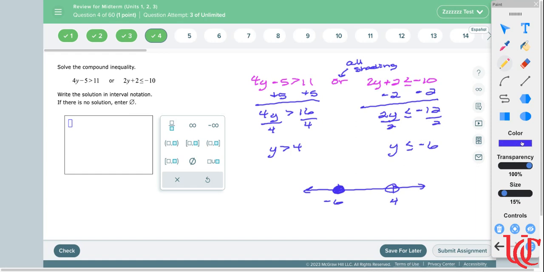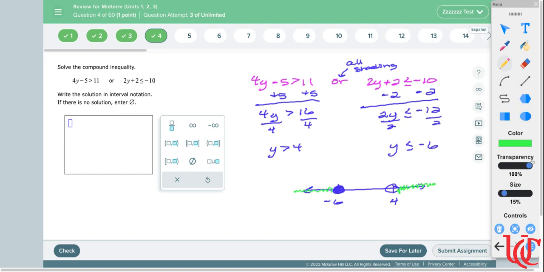And now I have to think of my shading. So when I'm sitting at 4, the y is by the bigger part of the inequality, so the shading has to go to the bigger part. When I'm at negative 7, the y is by the pointier part, the smaller part, so it's going this way. So remember, this is an or, so I want all shading. If it was an and, there's no overlapping here.